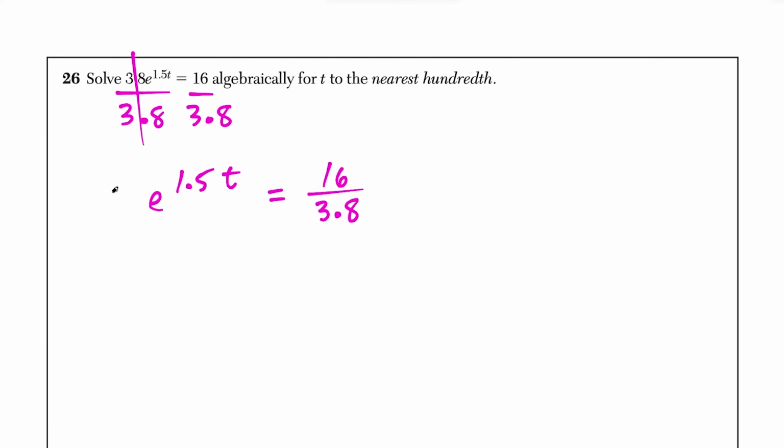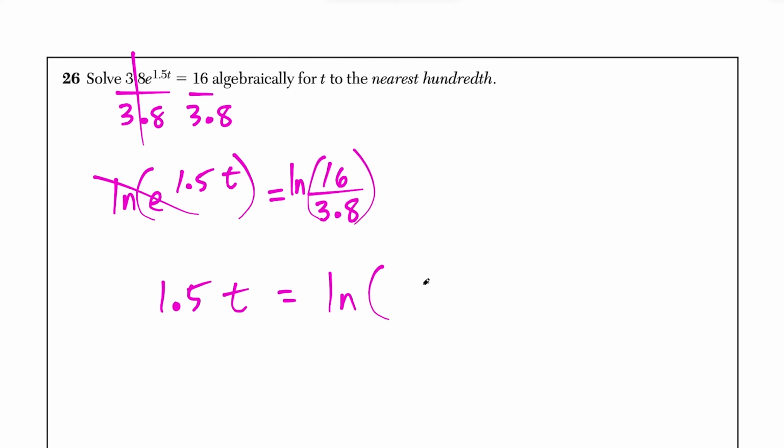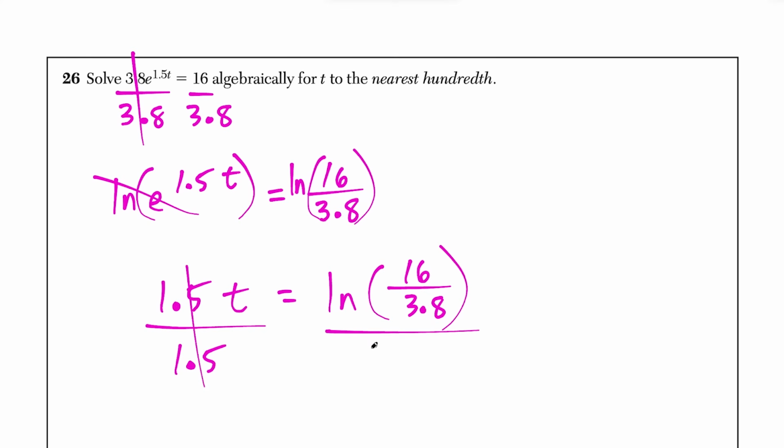And now to get rid of e, the opposite of e is natural log. So I'm going to take the natural log of both sides. And this is going to give us now on the left side, after natural log and e cancel, 1.5t equals, and we have natural log of 16 over 3.8. And now finally, to solve for t, we're going to divide both sides by 1.5. So divide by 1.5 on the left and the right.